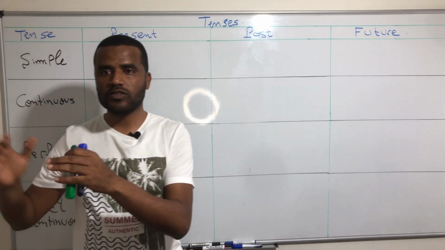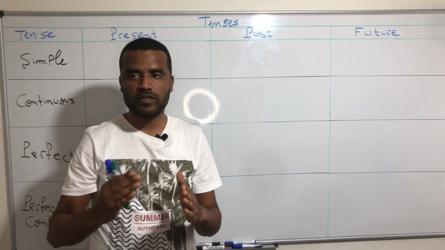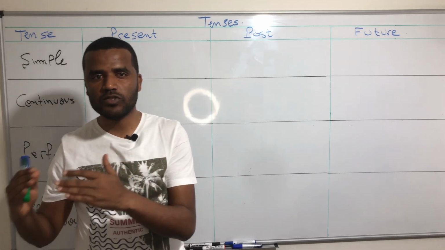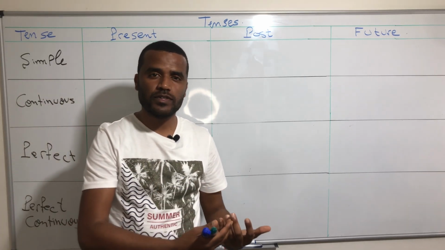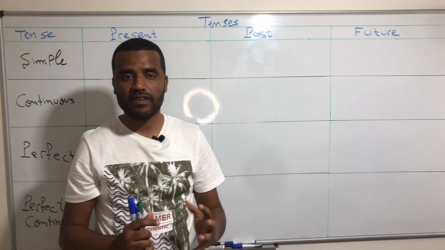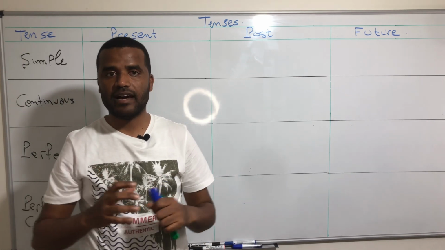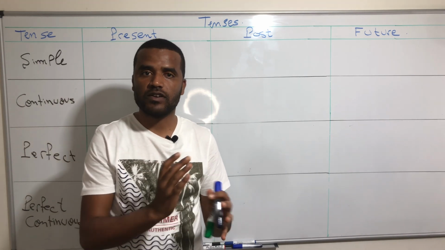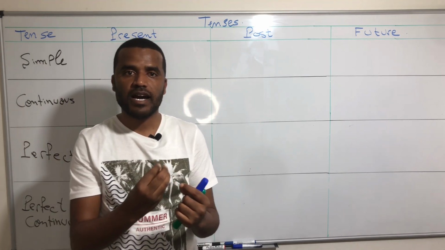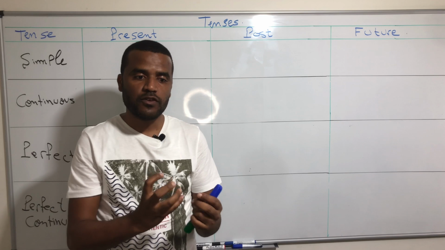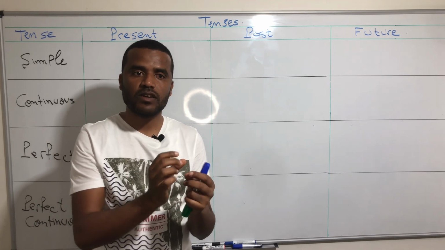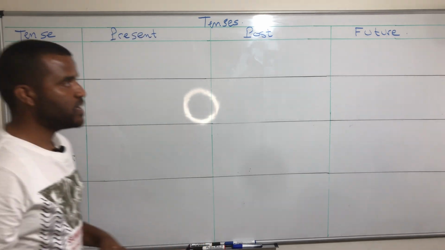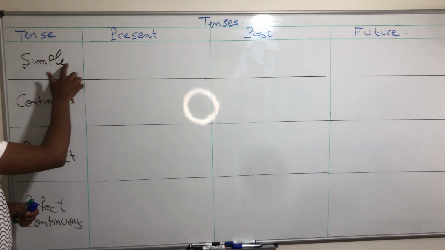Then in other videos we are going to see each tense in detail, meaning the use of each tense, how we are going to conjugate verbs there, etc. Today in this video we are going to see only the rules: how we are going to conjugate verbs, and how we should form sentences with the tenses that we have.